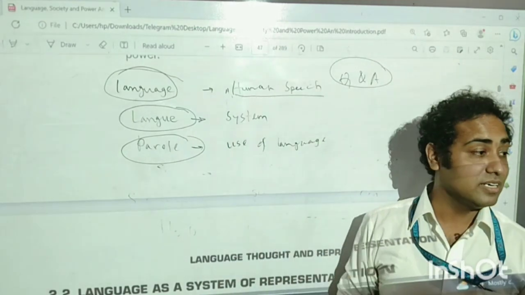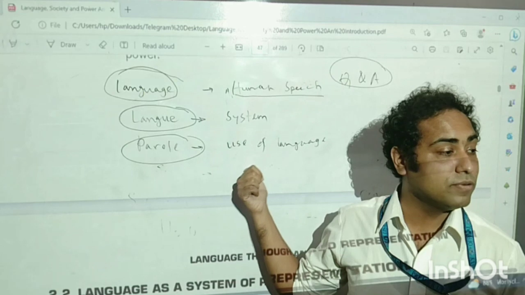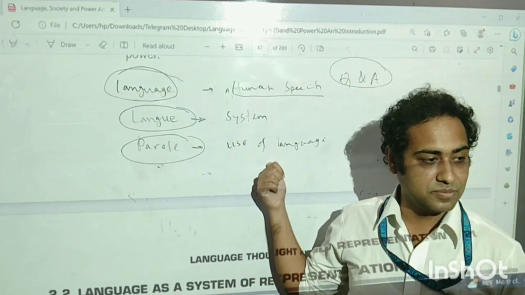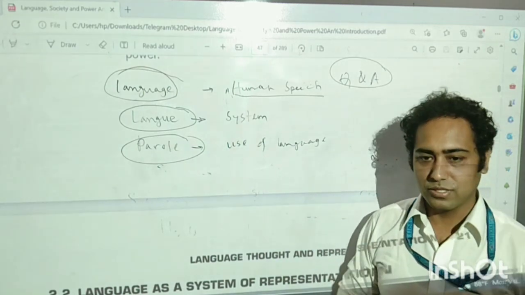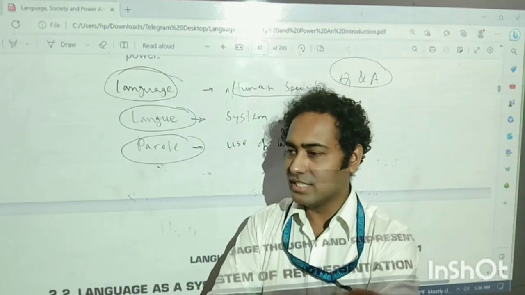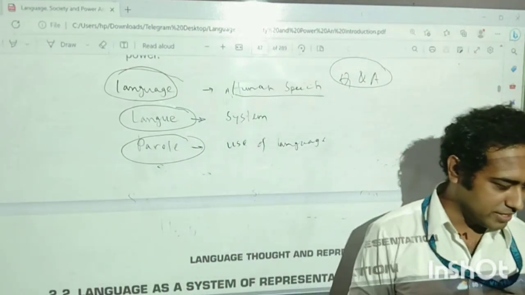I made a mistake here. You should remember individual use of language. What is parrot? That is parrot. Individual use of language. So is it clear? If you study, then it will be very clear to you. Examples are there.